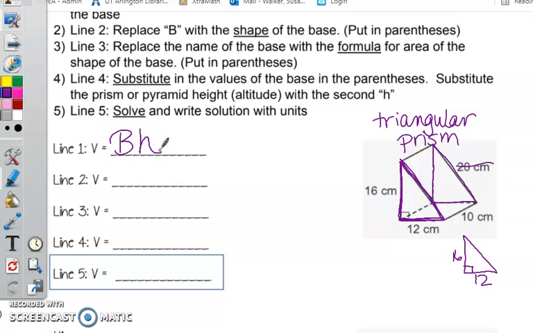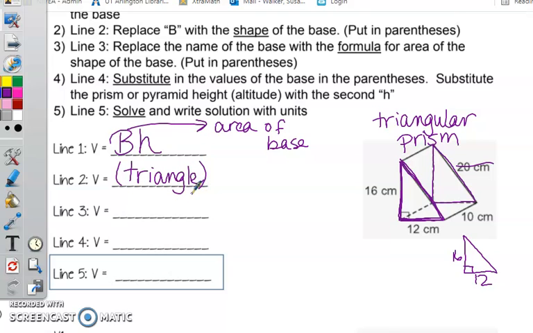Remember, big B means area of the base. Write that down: area of base. That's what it means. Now on the second line, replace B with the shape of the base. Well, we drew it. We outlined it. So the shape of the base is a triangle. I want you to do it this way because this is how you will see it next year.